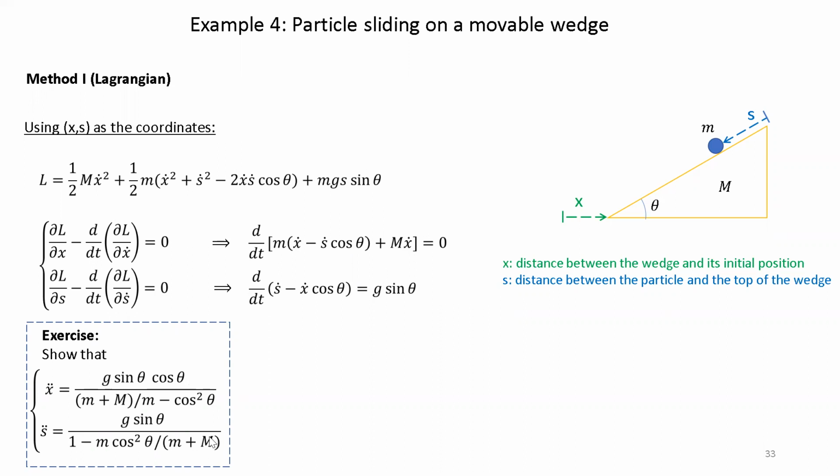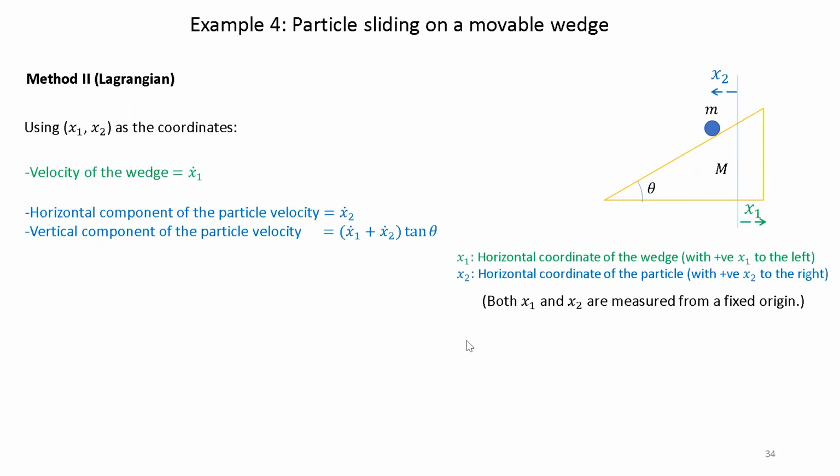First, you can see that they have the right limit. Take the limit when n tends to infinity. If you do that, the denominator just becomes infinity, so this x double dot is just 0, which is what you expect. And in this case, this term goes to 0, and then this s double dot is just g sine theta. So that's the limiting case, which gives you the fixed wedge case.